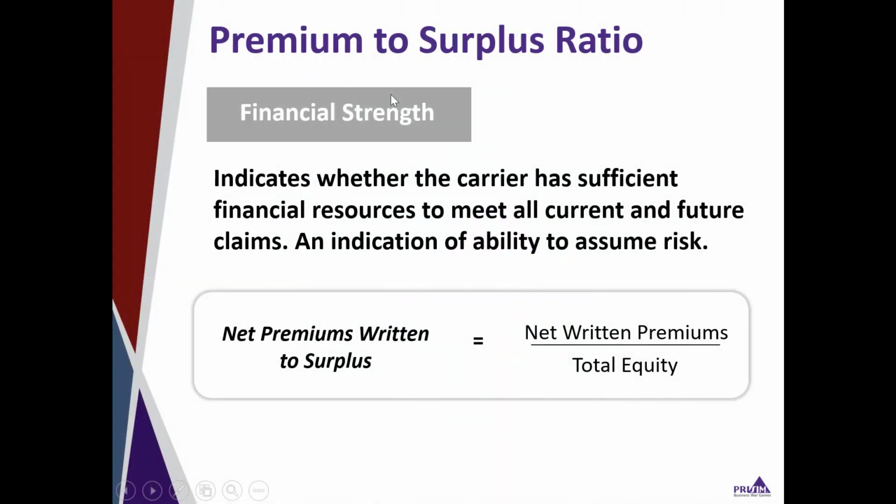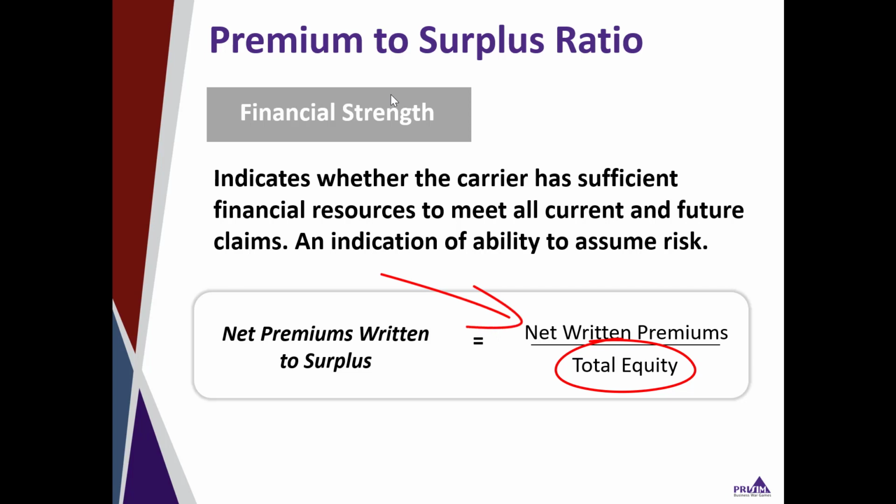Let's talk about a metric that's an indicator of financial strength, the premium to surplus ratio. It's calculated as net written premiums divided by total equity. This metric shows whether the equity level of the company, of the balance sheet, can support the risk that comes along with the premiums that you're writing.